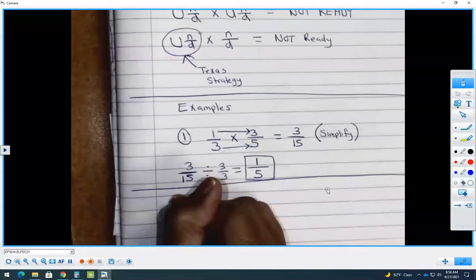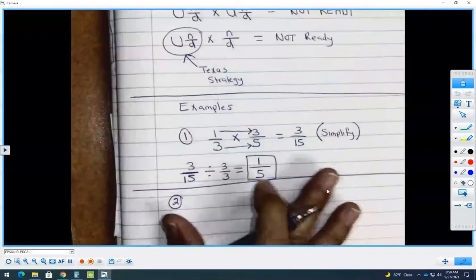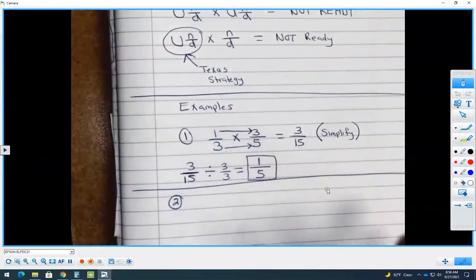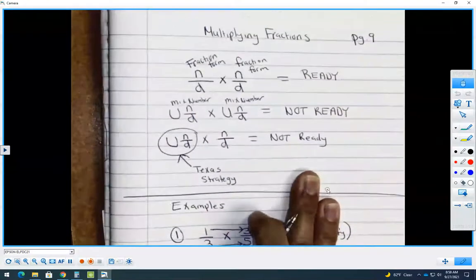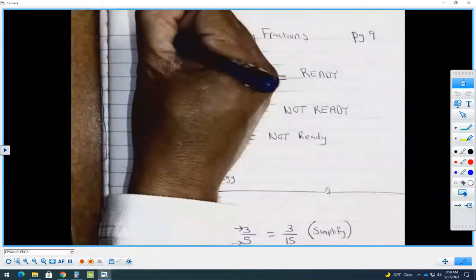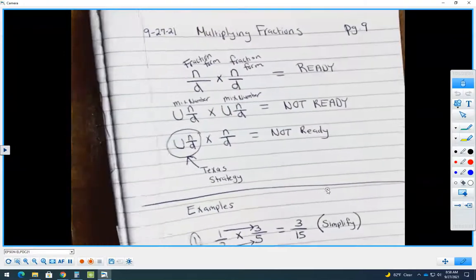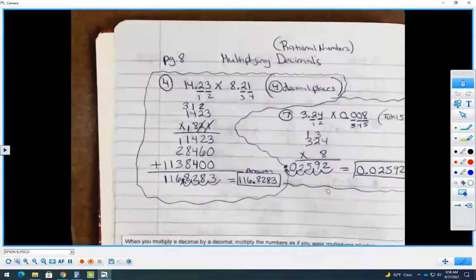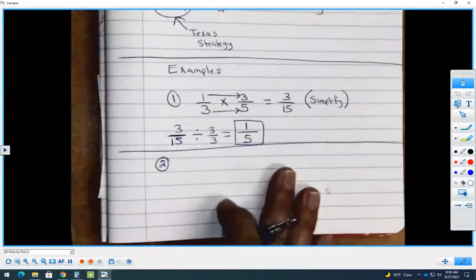Number 2. Now, if you don't have space, you can go to the back of your notes journal. You're supposed to be doing this in the notes journal. As a matter of fact, this is page 9 from the notes journal. Page 9. And today is the 27th. Page 8 was about multiplying decimals. Today is about multiplying fractions. Okay? Number 2.